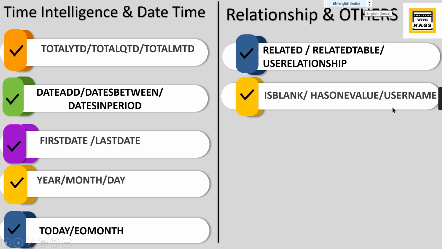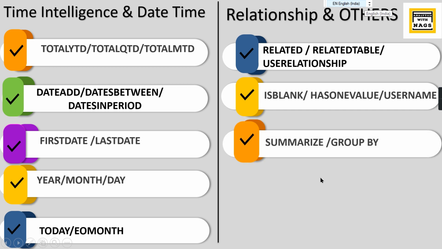This will be useful to know who is logging in and for creating row level security. Here I want to mention a point: once you know this, you don't need to know other functions. No, I'm not saying that. For example, USERNAME will give you the email with your domain name, but USERPRINCIPALNAME gives you different data, right? So you will be able to correlate it easily. That is why I'm saying these give you the fundamentals or foundation, and from there on you can learn any other functions.